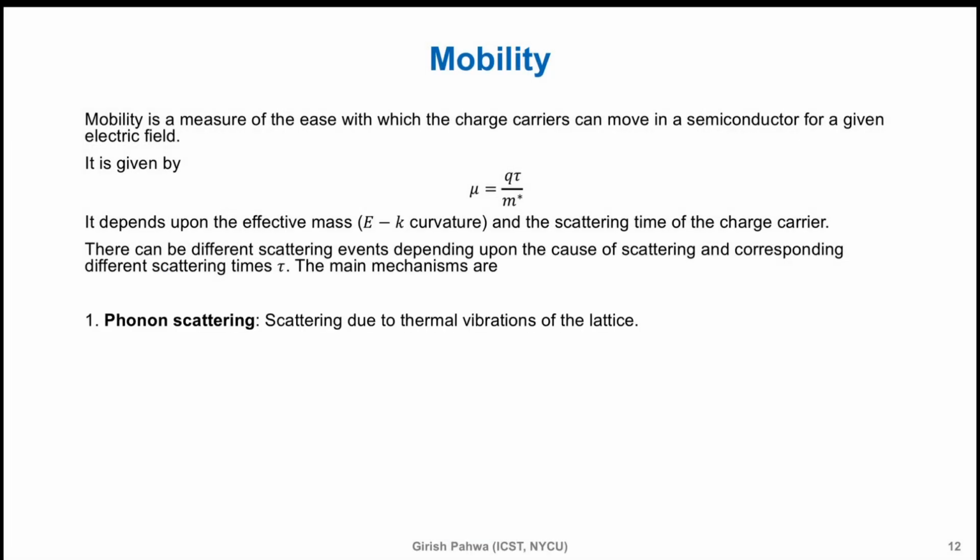So the main mechanisms are phonon scattering. Phonon scattering is the first one, and it is a scattering due to the thermal vibrations of the lattice. You have a thermal vibration in your crystal, and electron is going to get scattered. Why the name phonon? Because according to quantum mechanics, electron cannot exchange energy with the lattice arbitrarily. It will only exchange the energy with the lattice in the form of some energy packets which are called phonons.